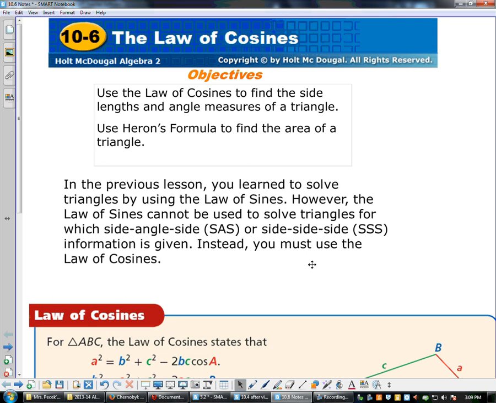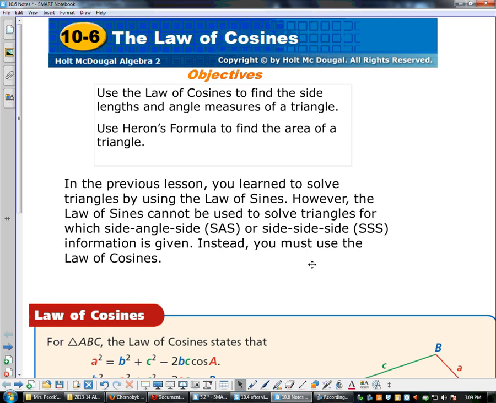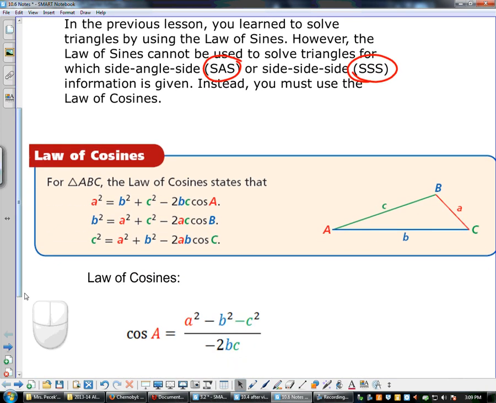So in the previous lesson, you learned to solve triangles by using the law of sines. However, the law of sines cannot be used to solve triangles for which you have an SAS case, that is side angle side, or the SSS case, in which you must use the law of cosines. So let's take a look at the law of cosines here.